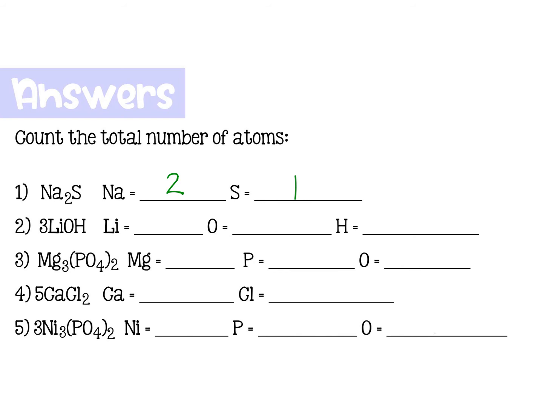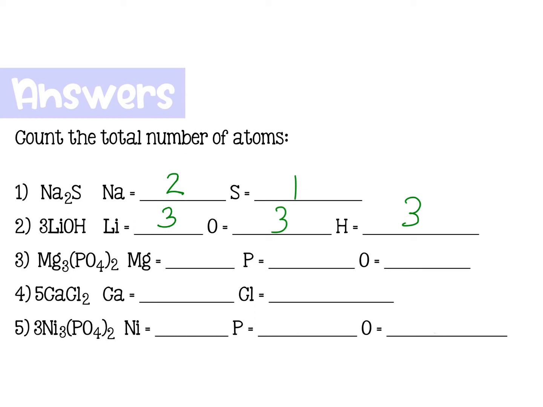There are 3 LiOH molecules. There is no subscript on Li, so there is 1 lithium atom per molecule. With 3 molecules, this means that 1 times 3 is 3 lithium atoms in total. Once again, with the oxygen, we have no subscript, so we use the subscript 1, and 1 times 3 is 3. The hydrogen also does not have a subscript, so 1 times 3 gives us 3.